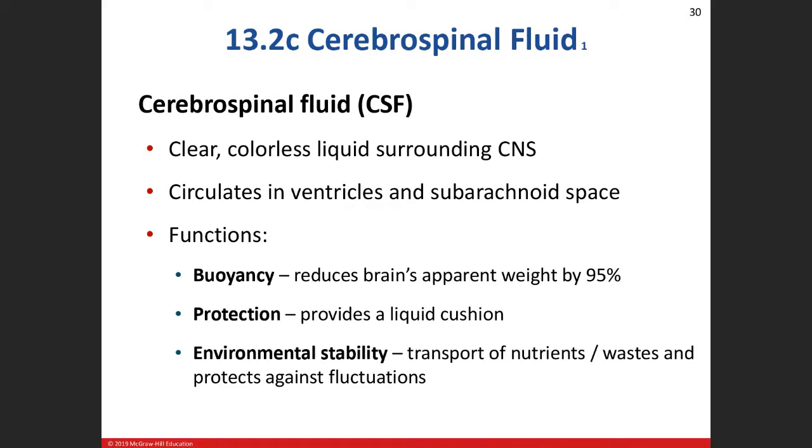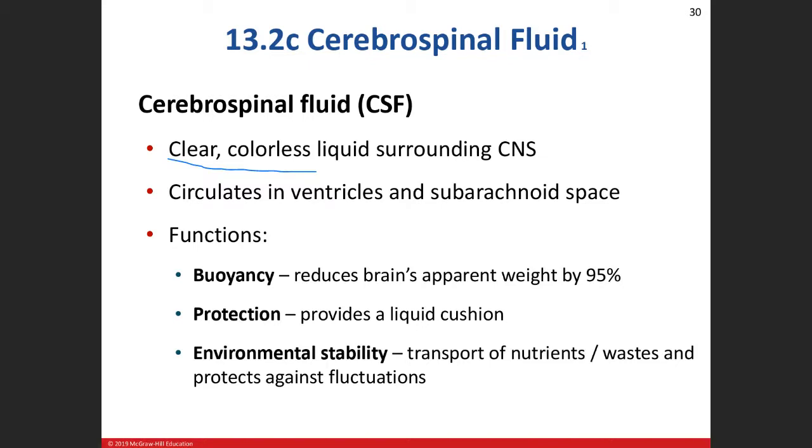Cerebrospinal fluid. This is a little bit more fun. A couple important things that you want to know about it. One is that it's clear and colorless, and that's important. Because if they were to do a spinal tap on you and draw the cerebrospinal fluid off, and it's cloudy or turbid, there's a good chance that you have an infection. So it should definitely be clear and colorless when it's drawn off naturally.